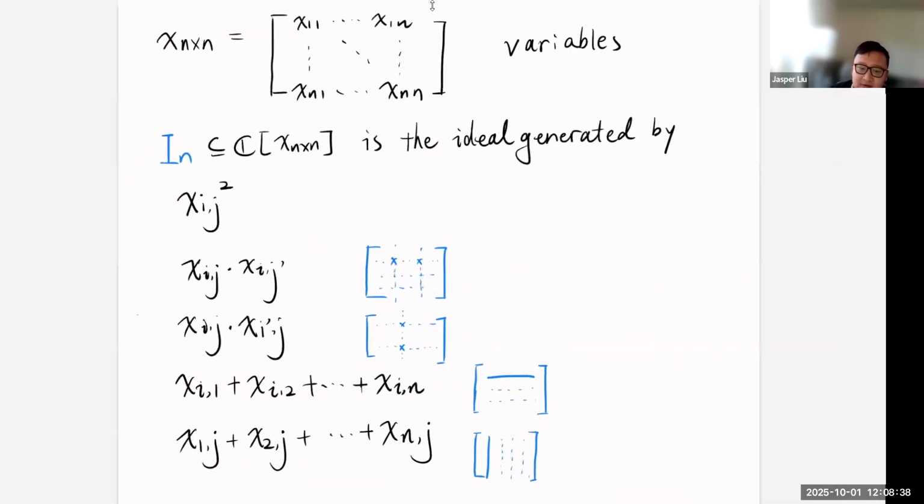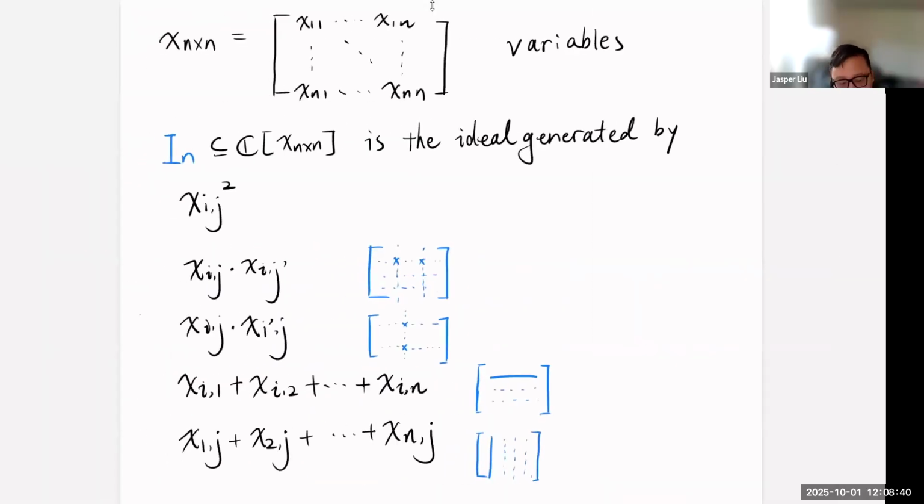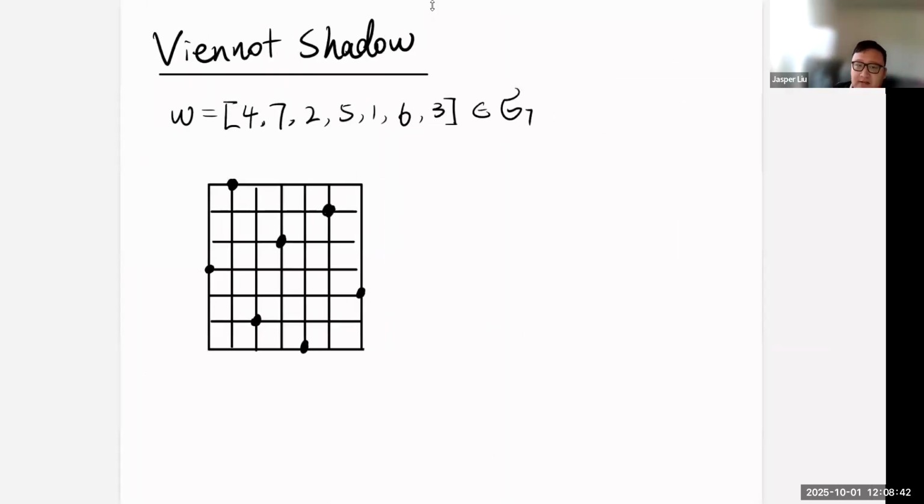To understand this quotient ring, we will need to introduce the Viennot shadow construction, which is the other way of doing the Schensted correspondence, as I mentioned earlier. The construction looks like this. If I have a permutation in one-line notation, I draw a diagram like this.